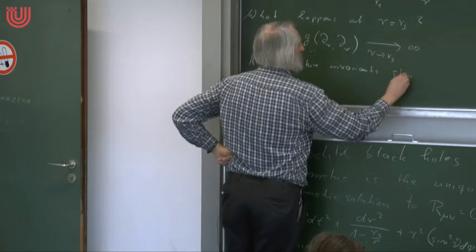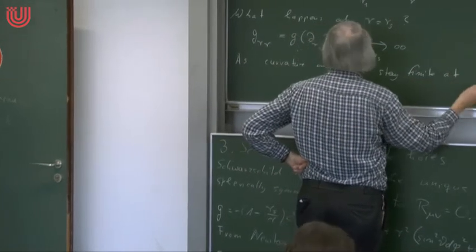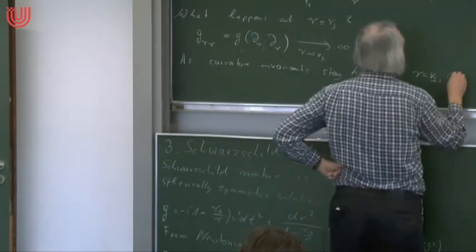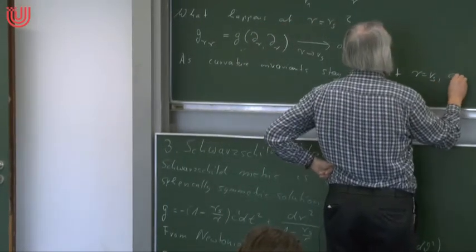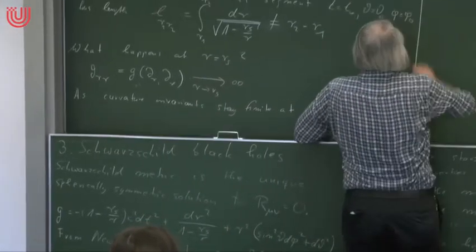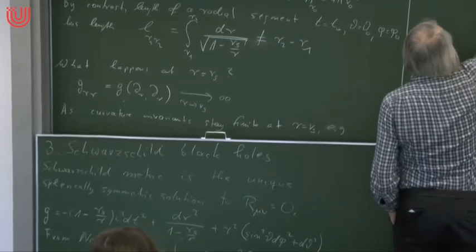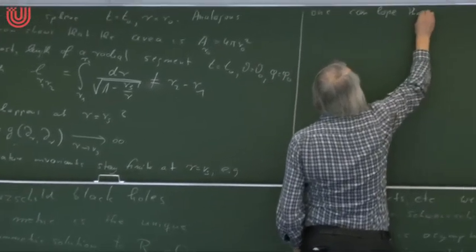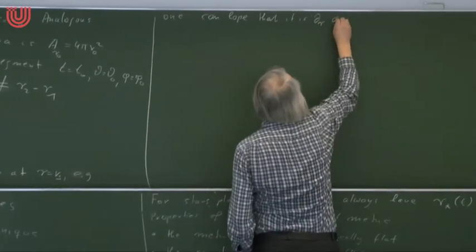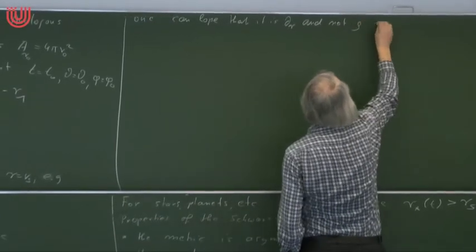Invariants stay finite at r equal rs. So, for instance, I write an example here in a minute. Oops. One can hope that it is d by dr and not g that blows up.